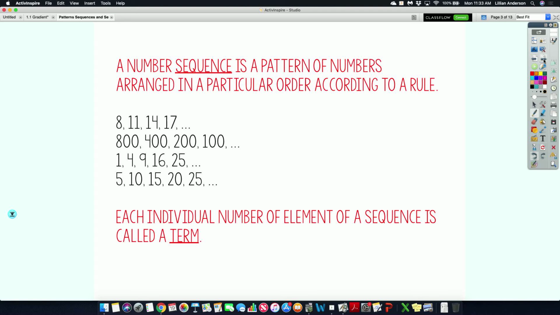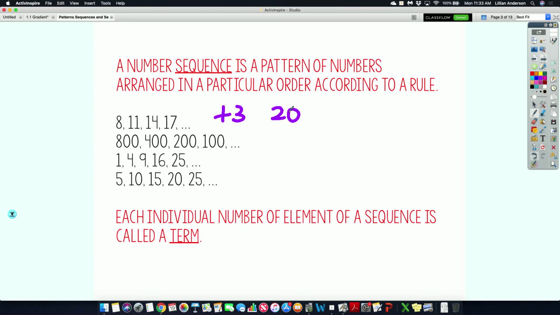If you look at the first example, you have 8, 11, 14, 17. You know the pattern? Bodie, what is it? Plus 3. I'm adding 3 each time. So if I wanted you to find the fifth term, it would be 20. The pattern is plus 3, and the fifth term would be 20. I'm trying to see if you guys are able to recognize patterns.